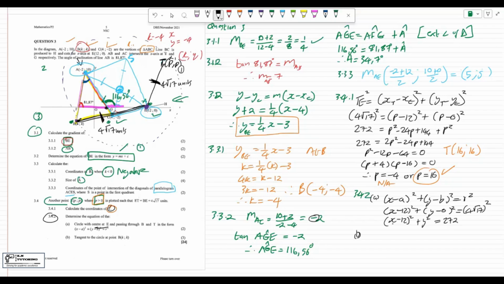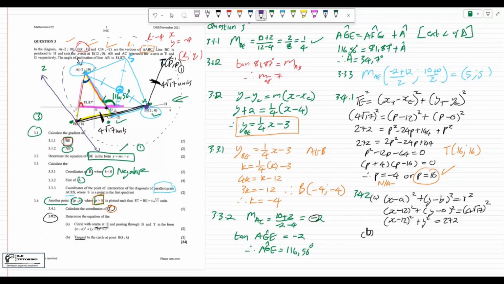Last question, B. Determine the equation of the tangent to the circle passing through point B. So what are they telling us? They are telling us that remember this purple circle of mine, there's a tangent passing through there, right? So this line is a tangent.